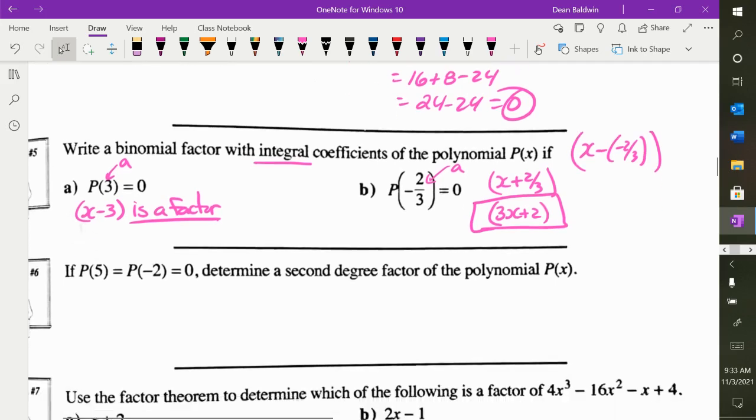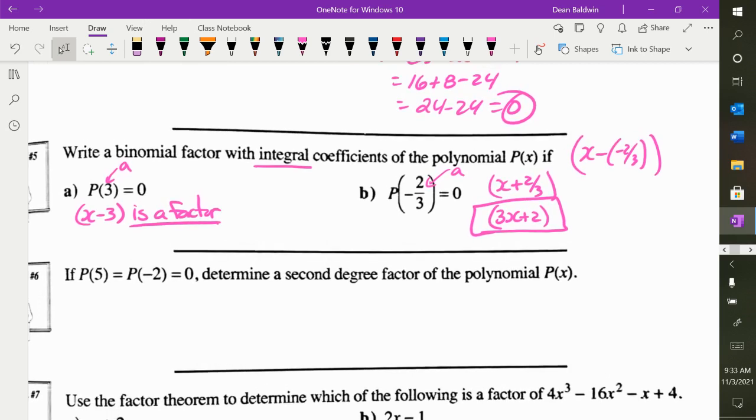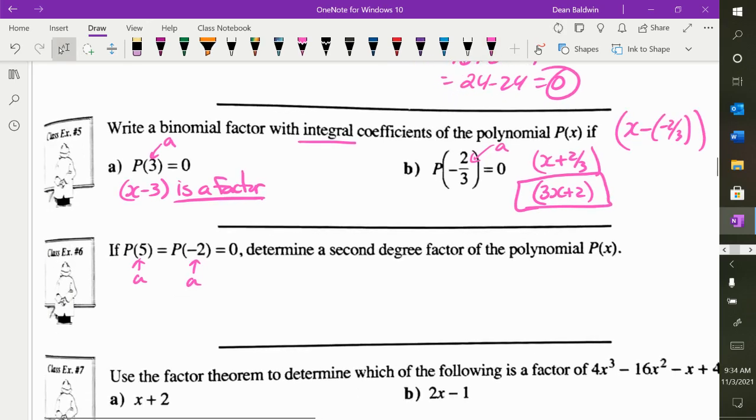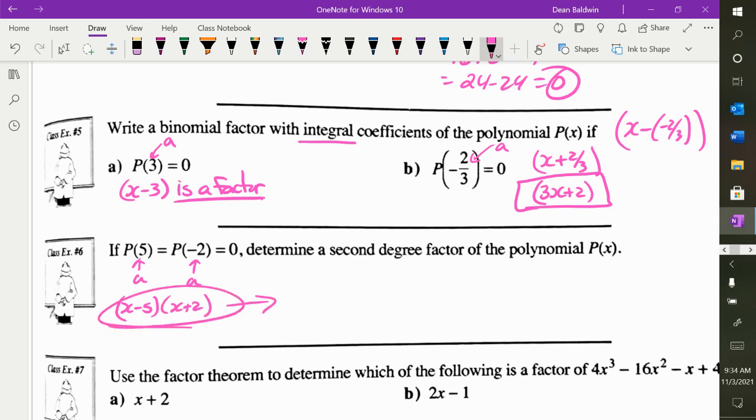If I say P of 5 is equal to P of negative 2 and they both equal 0, determine a second degree factor of the polynomial. That's your a value, and that's another a value. What's the factor for an a value of 5? x minus 5. What about negative 2? x plus 2. What type of equation is that? Quadratic. If you multiplied it out, you'd get x squared minus 3x minus 10.